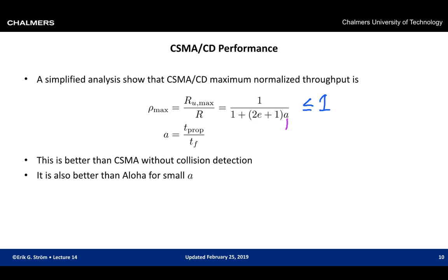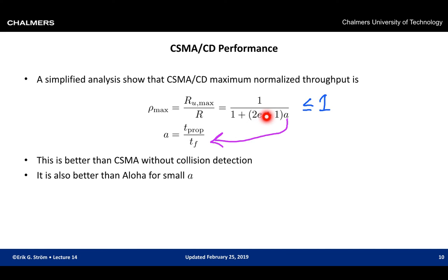So a again is this normalized delay-bandwidth product. So basically a becomes large when T prop is significant compared to T_F, when we can fit in many frames on the medium at the same time. And then e here is the regular e, right? e to the something, 2.7. Okay, and if you wonder where this e comes from, it's basically from slotted ALOHA. So that's part of the analysis here.